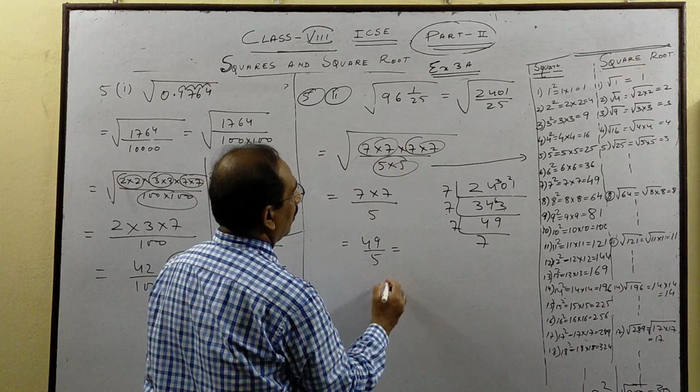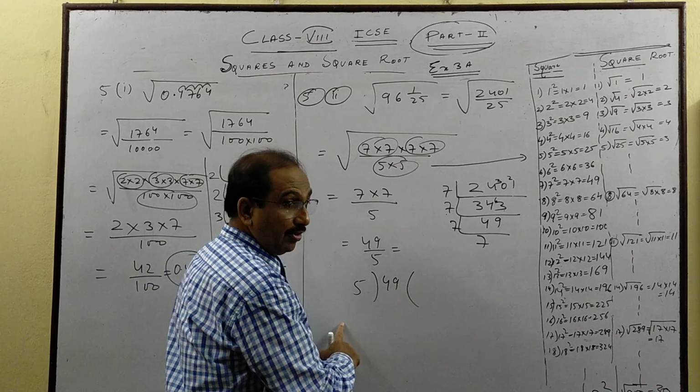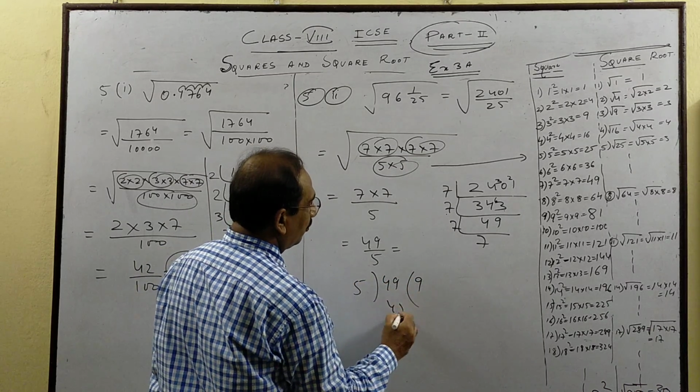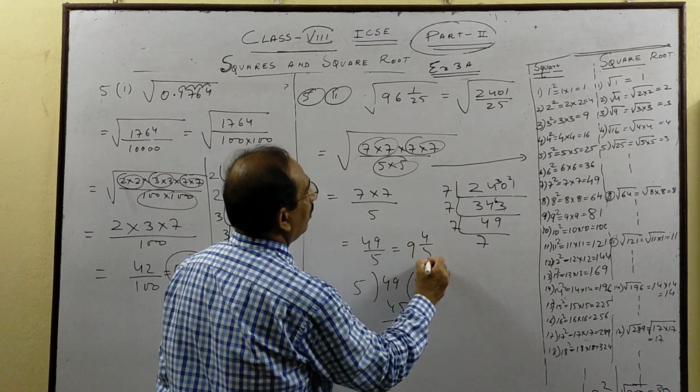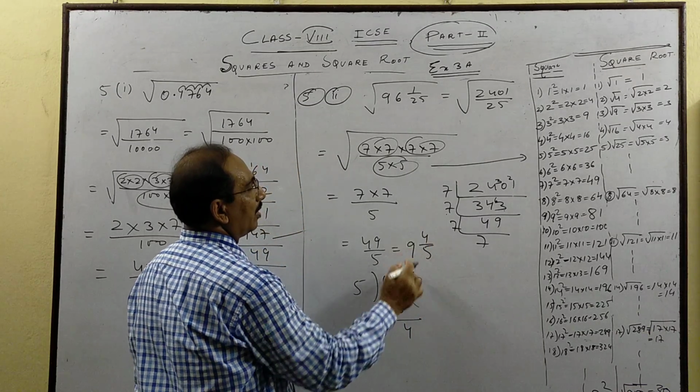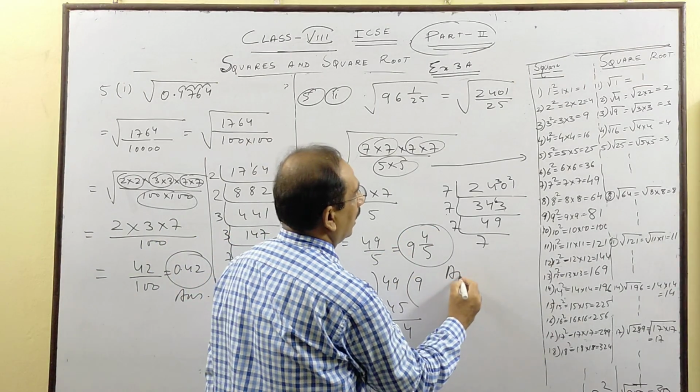49 by 5. Convert it into mixed fraction. 5 9s are 45. So 9 4 by 5. 5 9s are 45 plus 4. 49 by 5. So this is your answer.